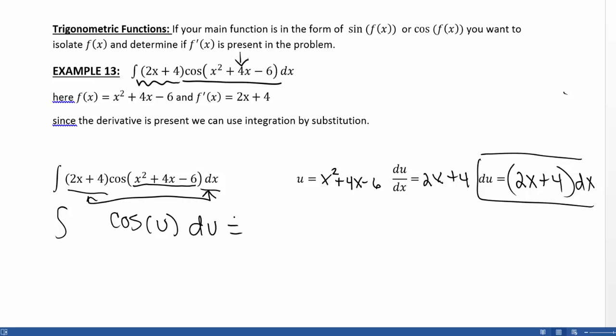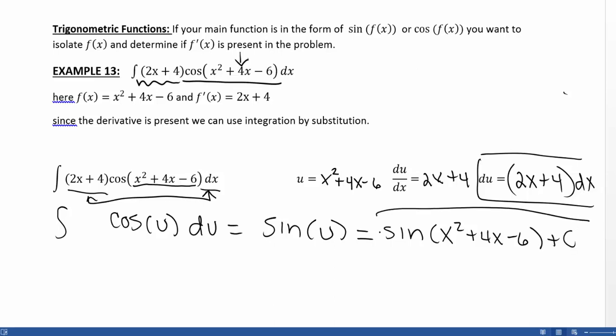The antiderivative of cosine is one from our chart, and the antiderivative of cosine is sine. So that means that the antiderivative here is sine of u. But I don't want u in my final answer, so I have to substitute back in what u represents. So here, I have sine of x squared plus 4x minus 6 plus c.